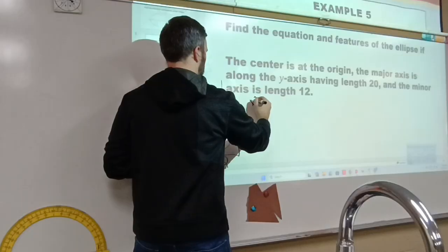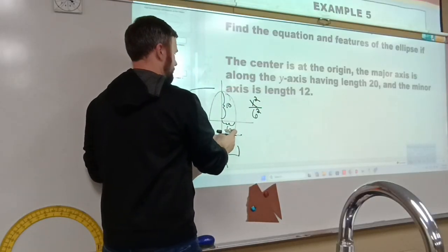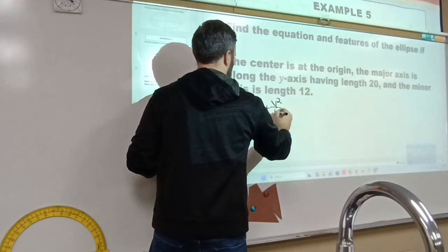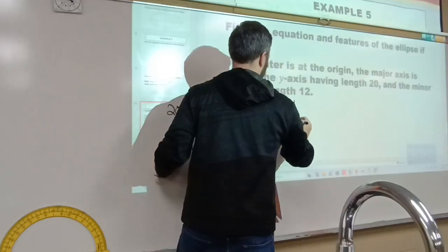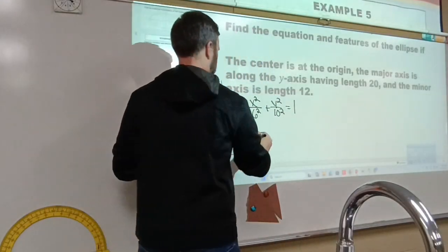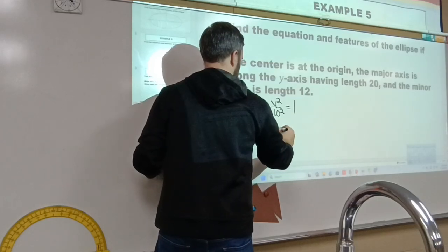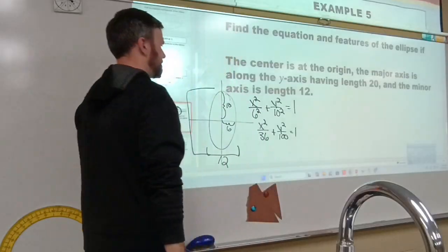So it's going to be x squared over 6 squared, because 6 is on my x-axis, plus y squared over 10 squared. That's it. That's my equation. X squared over 36, plus y squared over 100 equals 1.